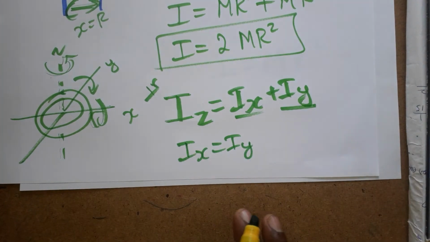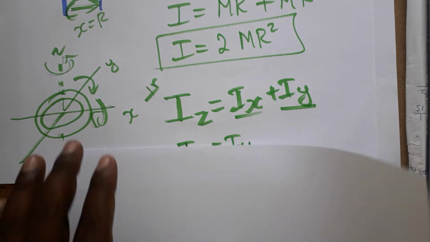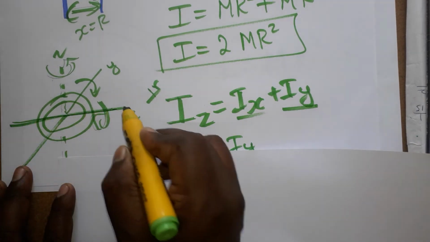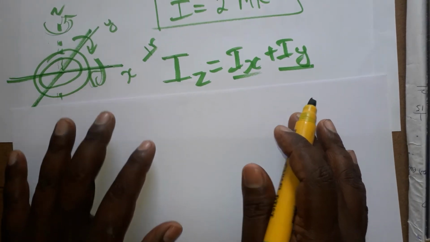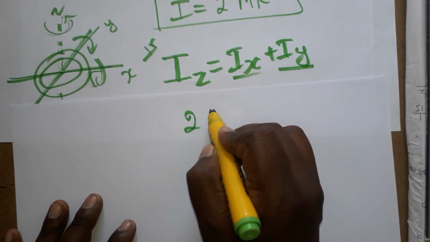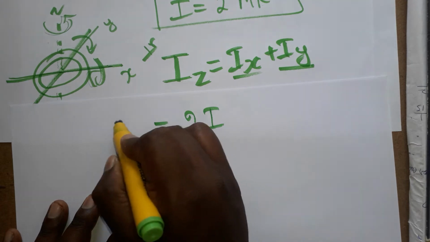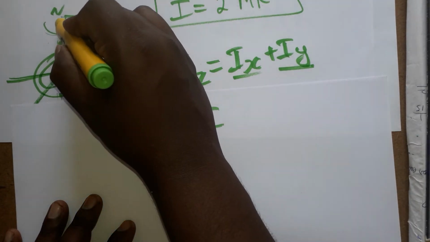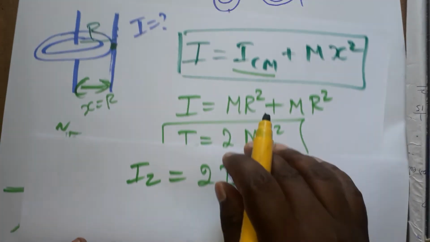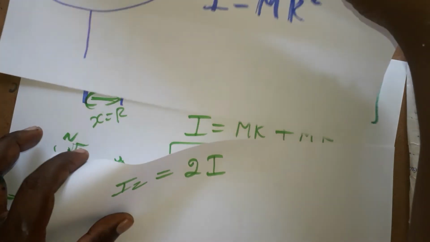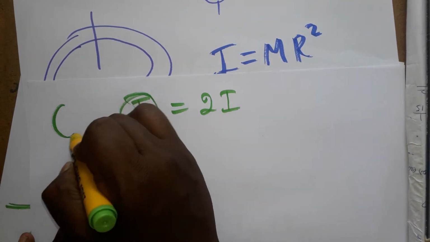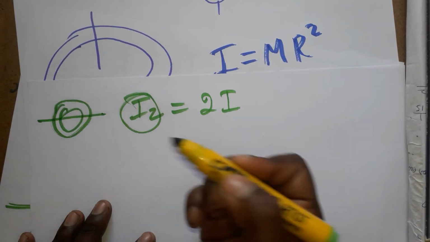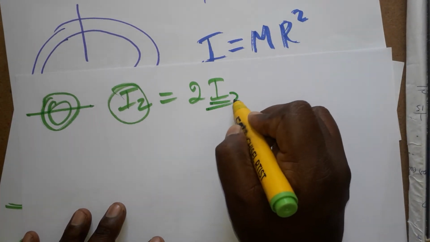So that means we will get the total inertia at the z-axis. I want the inertia at this point, that means the x-axis or y-axis, anything we can take. So 2 times the inertia is equal to inertia at z. Inertia at z we already know is mr square. So I am finding what is the inertia at this axis, which is going to be the inertia at x.